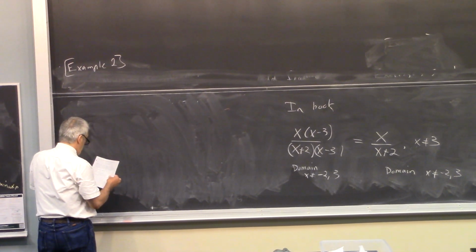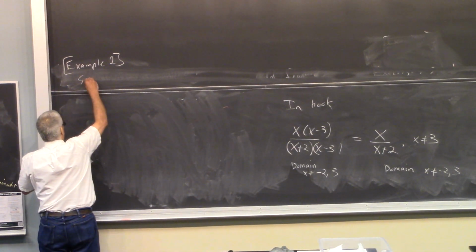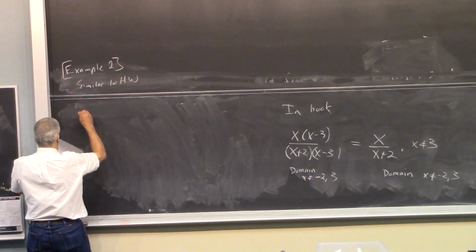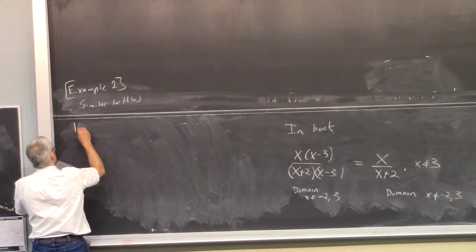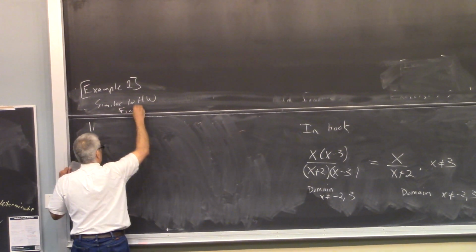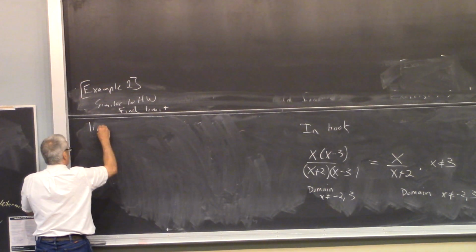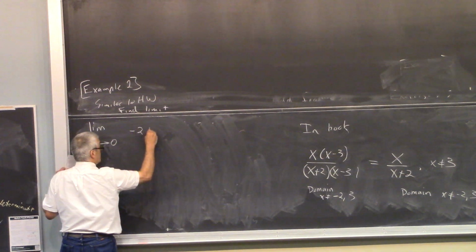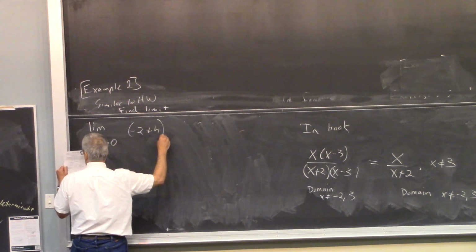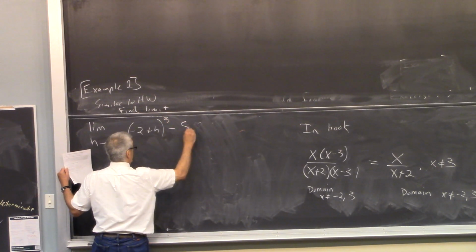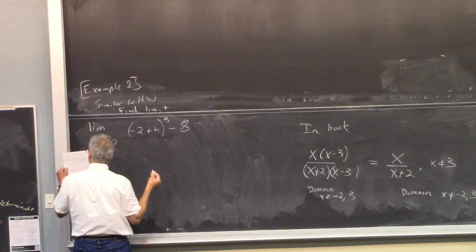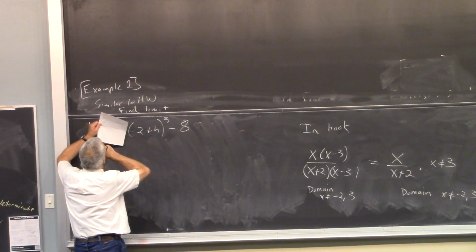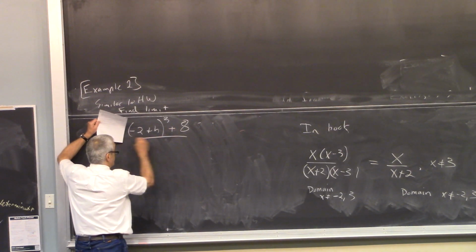So this is similar to a homework. Find the limit. The limit is the limit as h approaches 0 of (minus 2 plus h) cubed minus 8, this should be plus 8, over h.